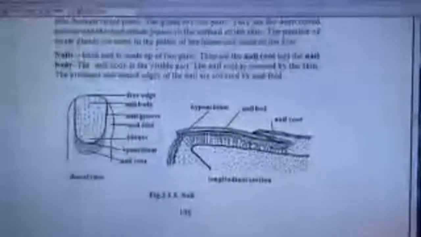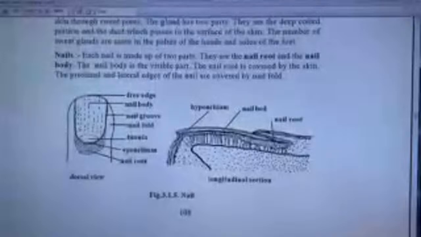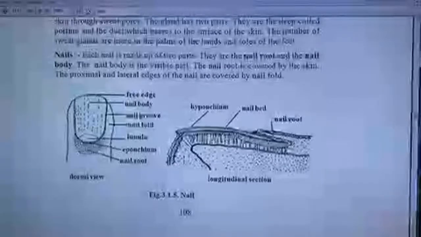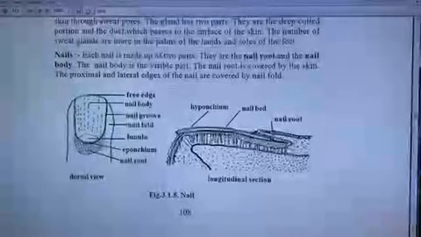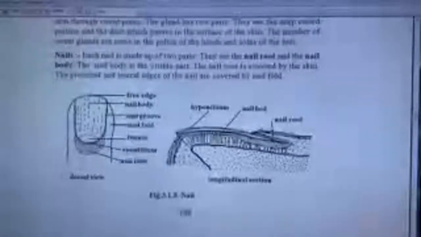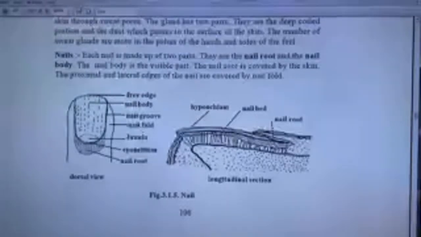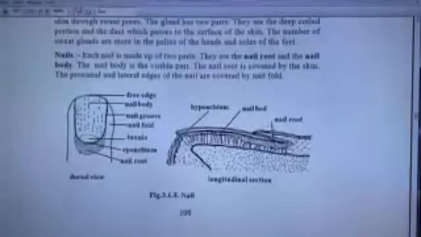Nail. Each nail is made up of two parts. They are the nail root and nail body. The nail body is the visible part; the nail root is covered by the skin. The proximal and lateral edges of the nail are covered by nail folds. This is the structure of nail: free edge, nail body, nail groove, nail fold, lunula, nail root, dorsal view.